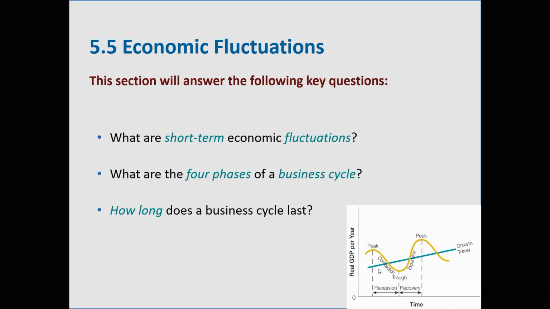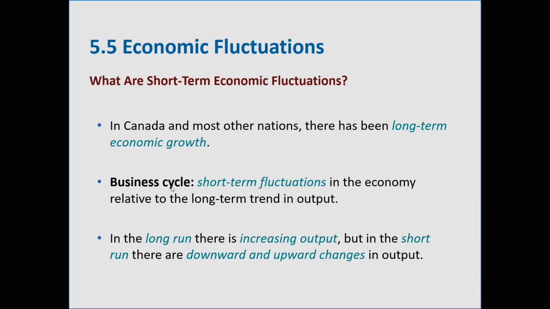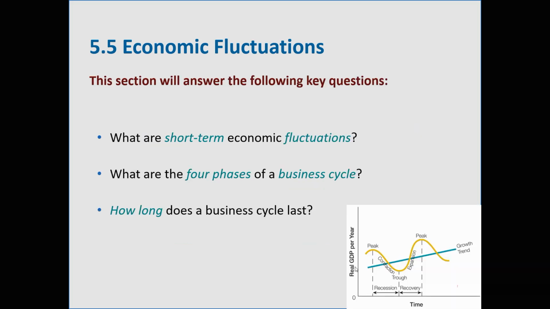So this is what we are talking about. It's going up. You have hardly come across a situation where it's going down in the long run. Now, when we talk of the business cycle, it's simply short-term fluctuations in the economy relative to the long-term trend in output. We are talking of output. If you take a look, we are looking at real GDP per year. So GDP is simply the market value of all final goods and services. In other words, it's the output per year.